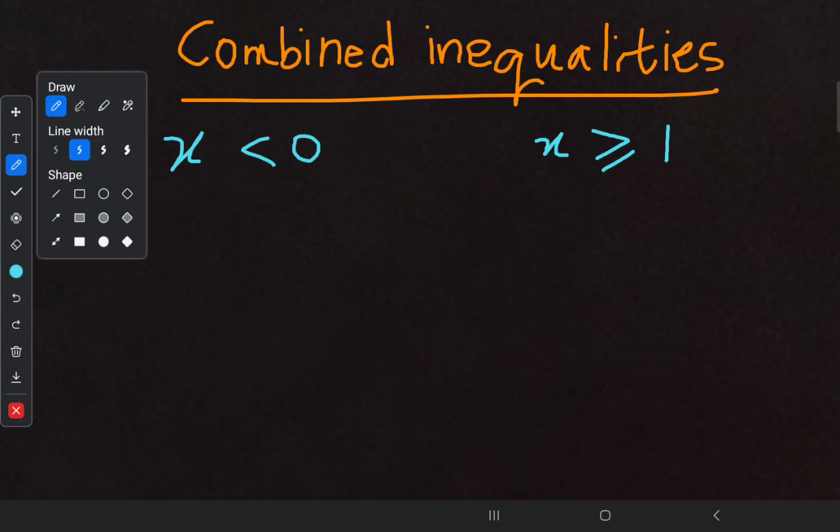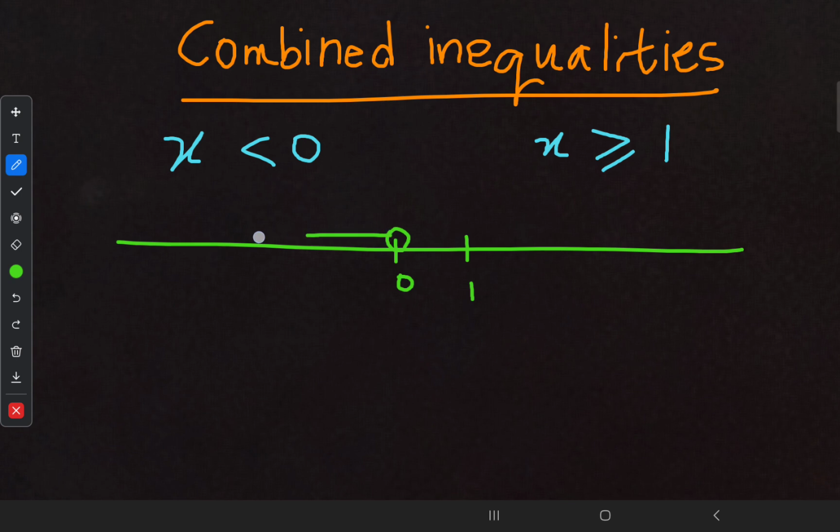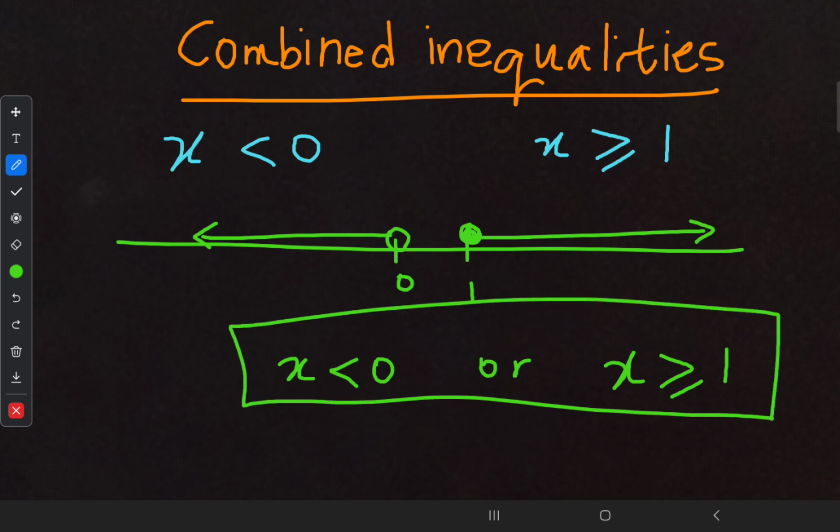When you look at your finalized answer, here this is our 0, this is our positive 1. It says x will hold the values which are less than 0, and here x will hold the values which are greater than 1. So finally your answer should be x is less than 0 or x is greater than or equal to 1. This is your finalized region, which satisfies one of the conditions amongst these two.